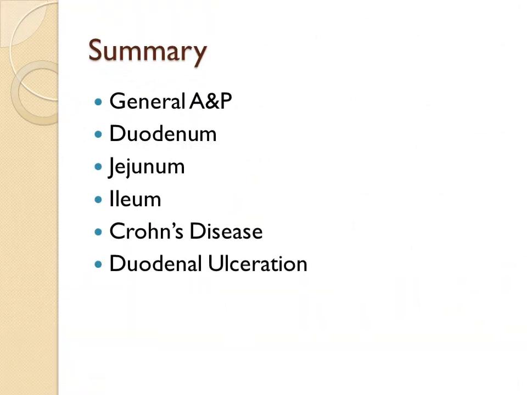So in summary, we discussed the general anatomy and physiology of the small intestine, its three sections to include the duodenum, jejunum, and ileum, and some common pathologies of the small intestine to include Crohn's disease and duodenal ulceration.